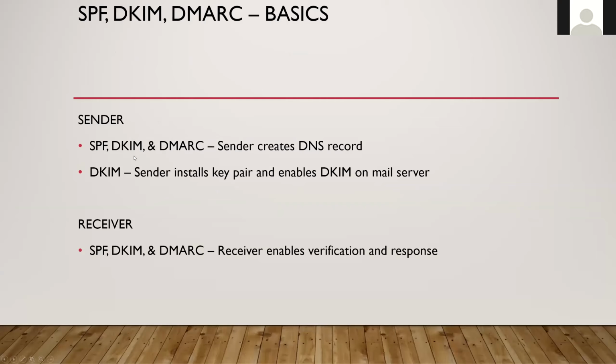So sender side, SPF, DKIM, and DMARC. Sender creates a DNS record. On the DKIM side, there's a key pair and a little bit of enablement. On the receiver side, the mail server basically verifies all these things. It does its checks and balances, and depending on how you configure it, there's a response there.